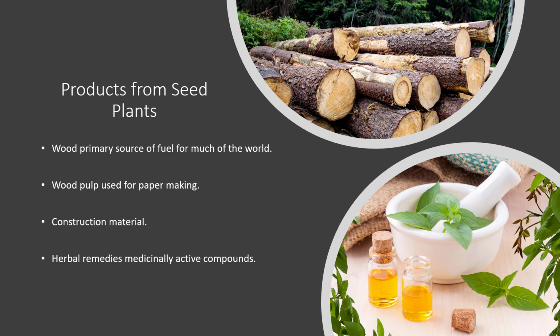Many seed plants are sources of wood, which is absent in all living seedless plants. Wood consists of tough-walled xylem cells. It's a primary source of fuel for much of the world, and wood pulp, typically derived from conifers such as fir and pine, is used to make paper. Wood remains the most widely used construction material.